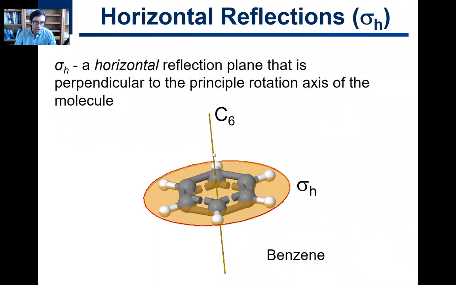In benzene, the principal rotation axis is a C6. You can rotate this molecule 60 degrees and get back the same molecule. That's the highest order rotation axis. There are other rotational axes in this molecule. For example, there's a C2 going right through here, which would be spinning the benzene molecule like this. But that's a C2, not as high of an order as C6, so the principal one is a C6. We define this as our Z-axis, and a horizontal mirror plane is one that is perpendicular to that Z-axis, so it's going through the X and Y plane.